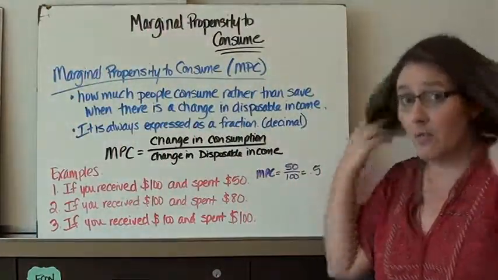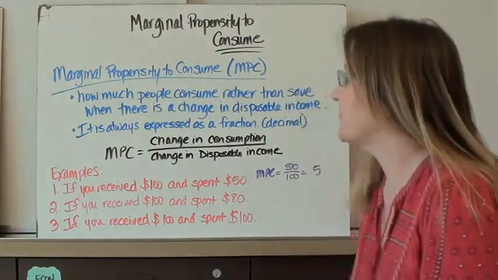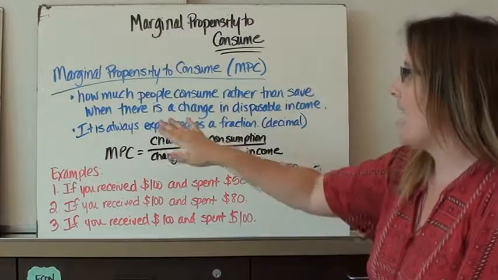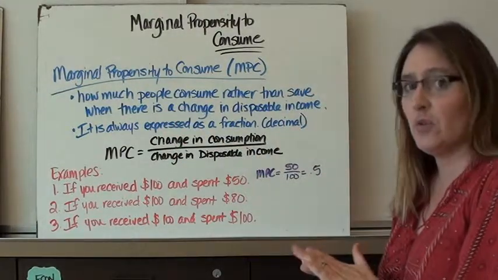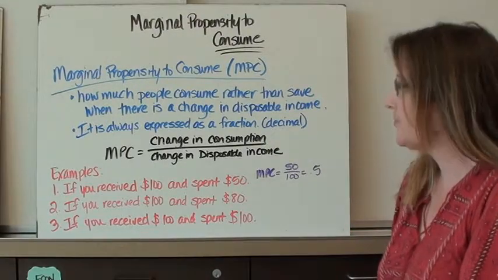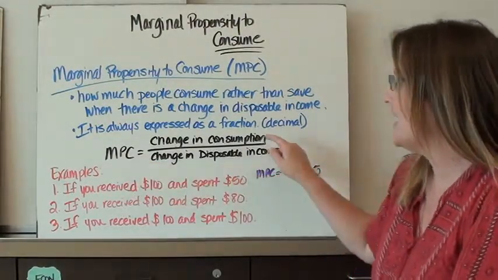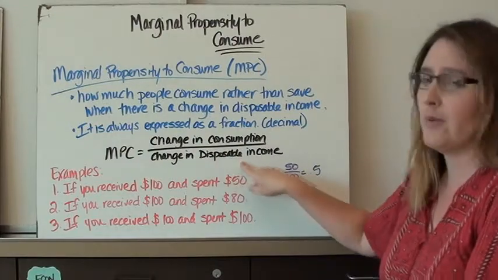So that brings us to the marginal propensity to consume. How much do people spend? Marginal propensity to consume, also known as MPC, is how much people consume rather than save when there's a change in disposable income. It's always expressed as a fraction or a decimal. Here's the formula: MPC is the change in consumption, or change in spending, divided by the change in disposable income.